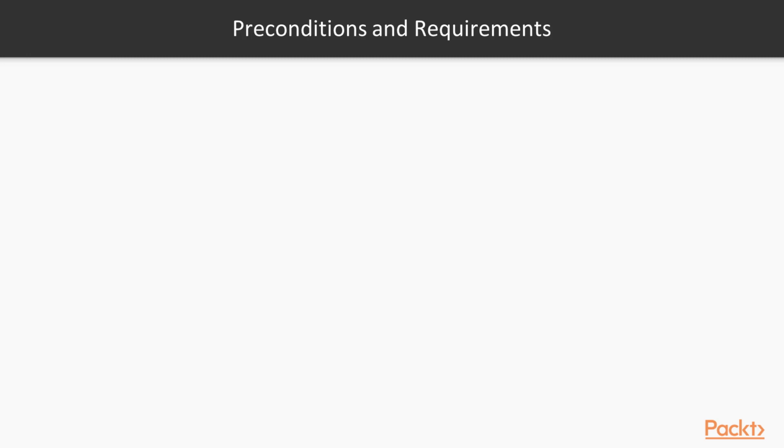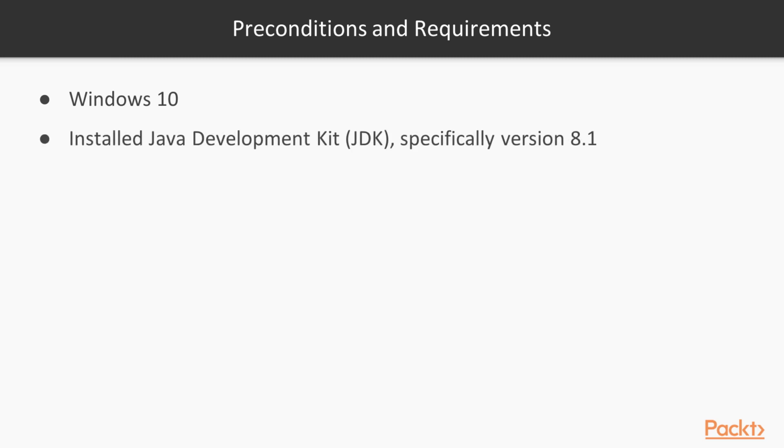First, let's go over the preconditions and requirements. First, it's assumed that you're using Windows 10. Other platforms may be used as well, but in this example, we're using Windows 10. This also assumes that you've installed the Java Development Kit, or JDK, version 8.1 specifically. Newer versions will not work with this. This is because we're going to be using Android Studio, and Android Studio requires JDK 8.1.